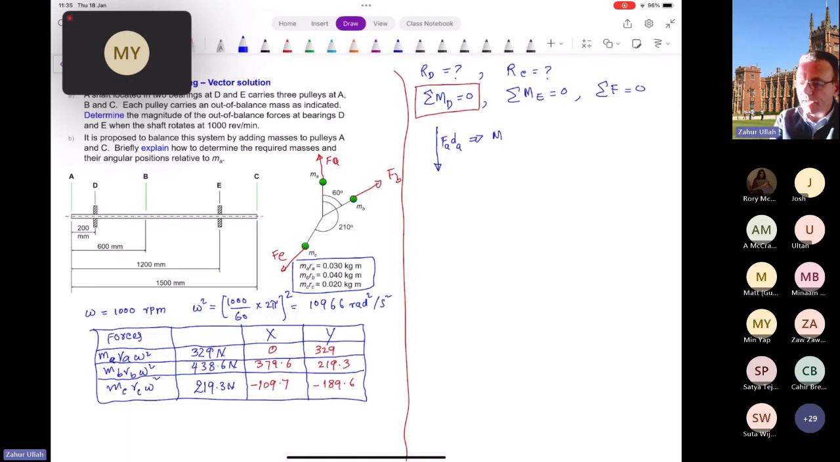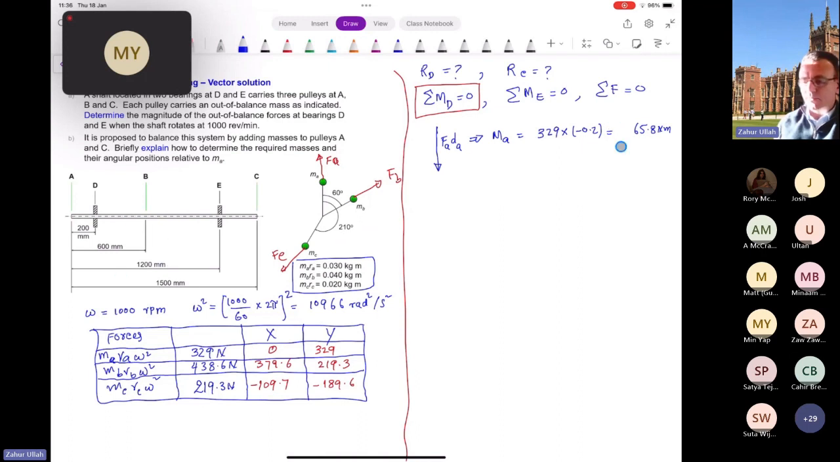So you can call it, for example, MA, and this will be 329, because the force is 329 here, and you need to multiply this with the distance, which is minus 0.2. The distance from D to A is 200, so you change this to meter, and this becomes 65.8 Newton meter.